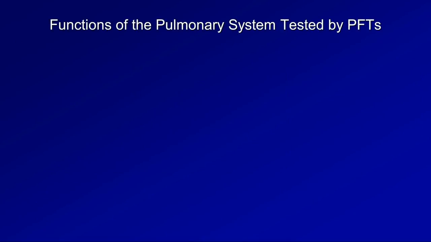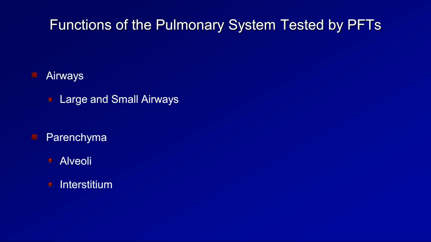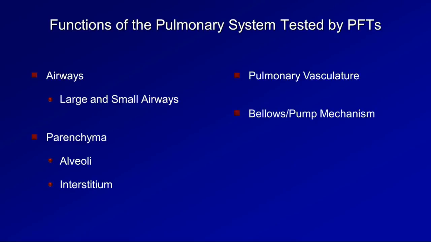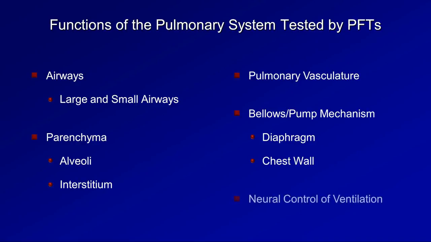What are the actual functions of the pulmonary system that are tested by PFTs? PFTs actually provide information about every component of respiration. It tells us about the patency of the airways, both large and small, about the parenchyma, including both the alveoli and interstitium, the pulmonary vasculature, the bellows and pump mechanism that is actually responsible for the changes in intrathoracic pressure that cause air to move in and out of the lungs. This includes both the diaphragm and the chest wall. Finally is the neural control of ventilation. That is, the brain telling the lungs to breathe as frequently and deeply as it should.